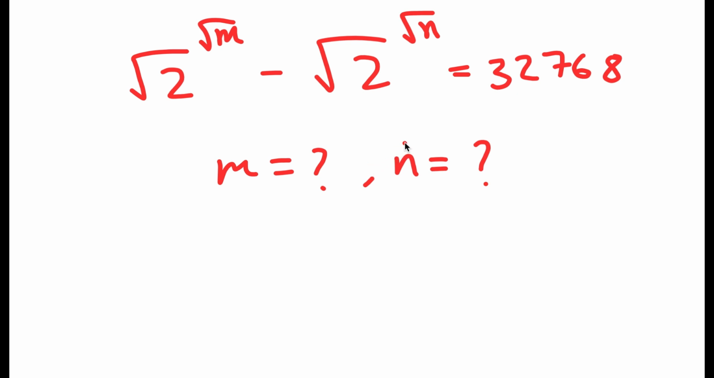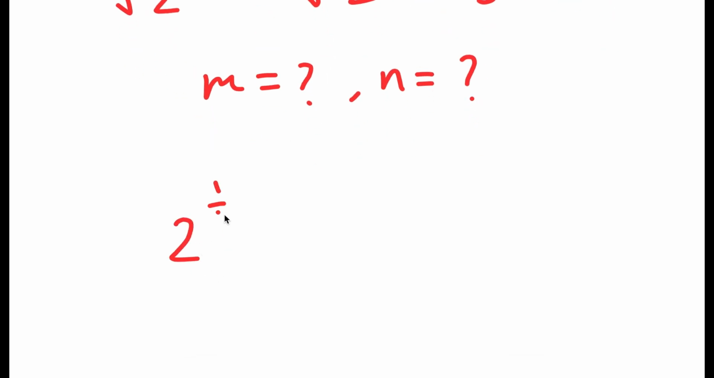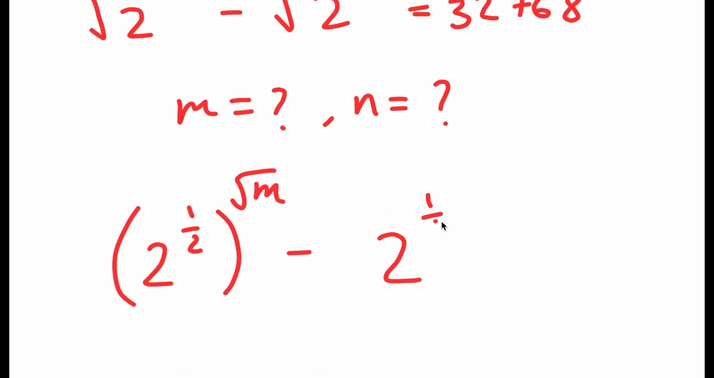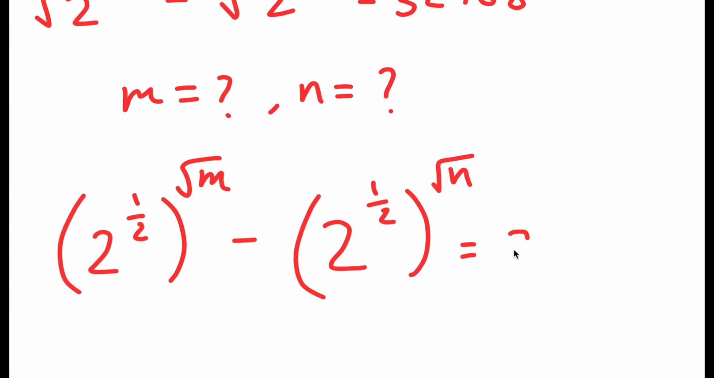To solve this, I'm going to first start by rewriting the square root of 2 as 2 to the power of 1/2. So now I have 2 to the power of 1/2, to the power of the square root of m, minus 2 to the power of 1/2, to the power of the square root of n, is equal to 32,768.